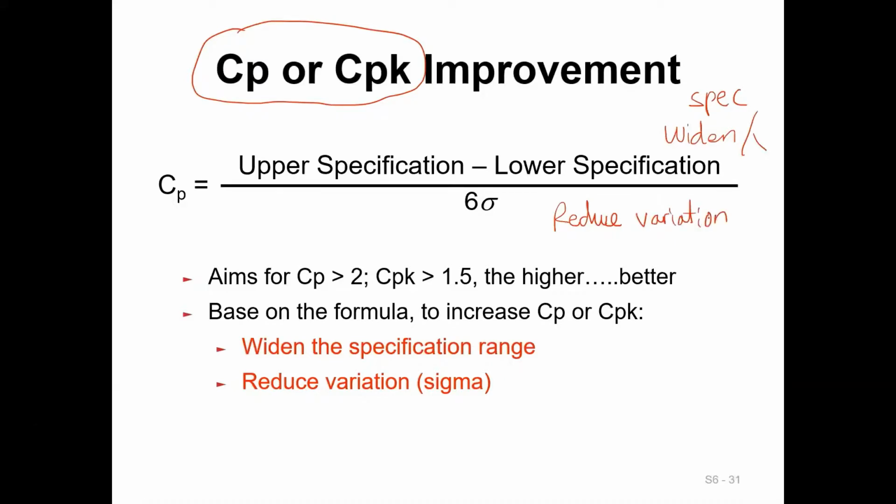There's no other way. Reduce variation means look into the 4 M's. Therefore, if we talk about how to increase CP, CPK, if we know CP is 2, and we want to set a specification based on a known sigma, then we can do that.